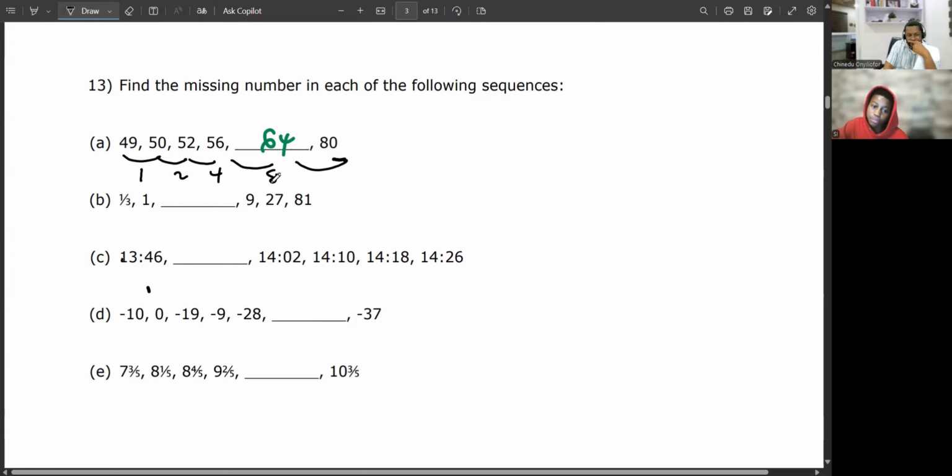Multiply 8 by 2. 16, right? So if you add 64 to 16, does it give you 80? Yes, it gives you 80, right? So the correct answer is 64. That's correct. It's 64, right? Yes. Good. All right, next question.